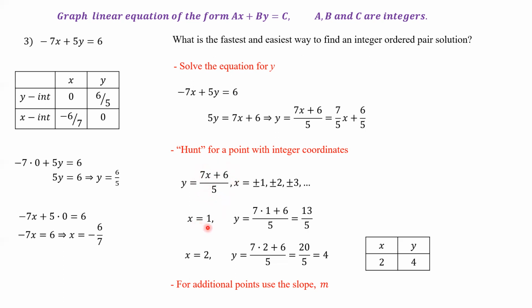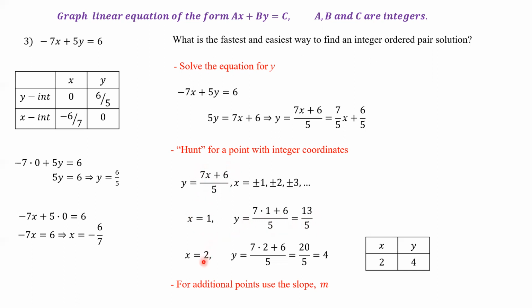Let's start. x equals 1. y equals (7 times 1 plus 6) over 5. 7 times 1 is 7. 7 plus 6 is equal to 13. 13 is not divisible by 5, so this is not working for me. And actually, I see that negative 1 is not going to work for me either.